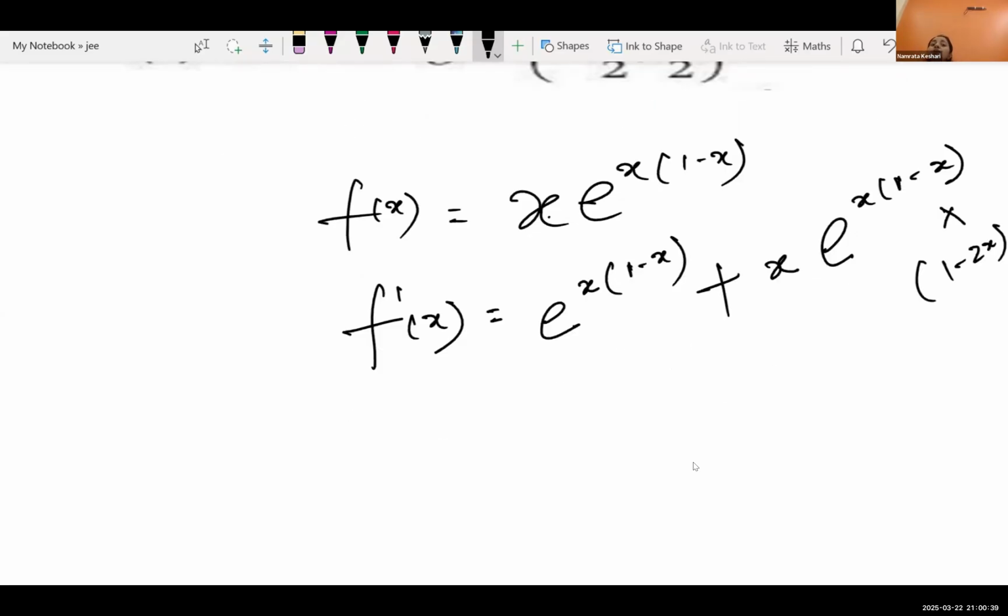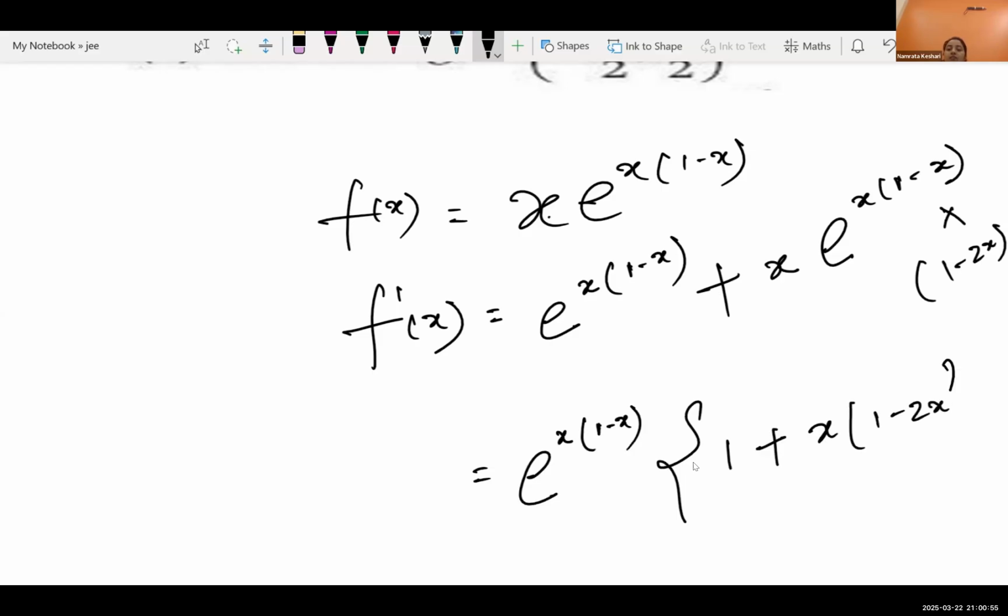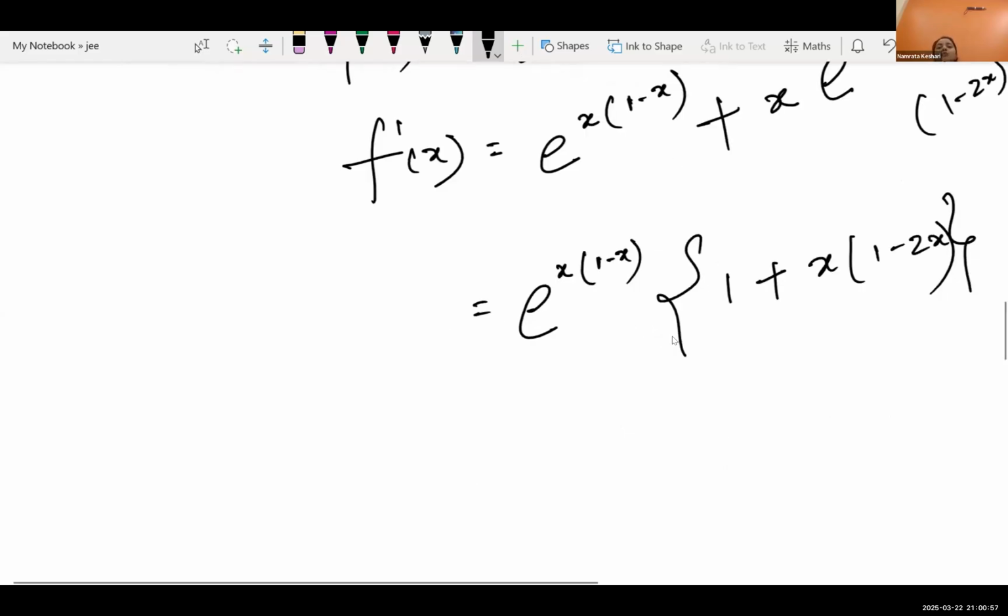What we are trying to do over here is check increasing and decreasing. We can take out the common factor e to the power x(1 minus x), and we will be left with 1 plus x(1 minus 2x). When you set this equal to 0, you understand e to the power anything can't be 0, we cannot compare it with 0. So that we will not compare.